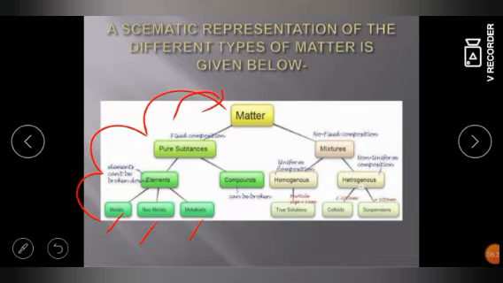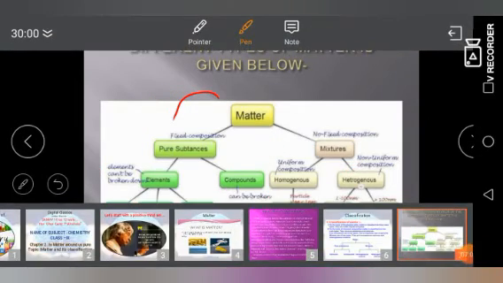Similarly, mixtures are of two types: if a uniform composition is there, that is a homogeneous mixture; if a non-uniform composition is there, that is a heterogeneous mixture. Homogeneous is a true solution, and heterogeneous is colloids and suspensions. Salty water is a solution, lemonade water is a solution, and these solutions are homogeneous. It is a mixture and it is also matter. In this way we can study the basic classification of matter.